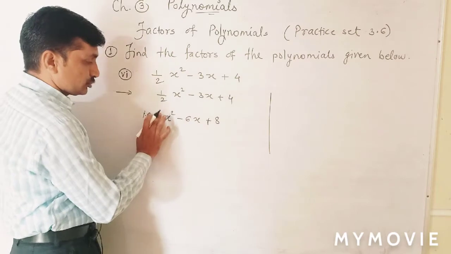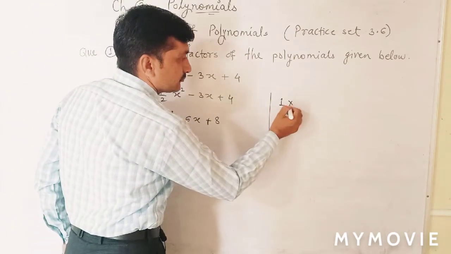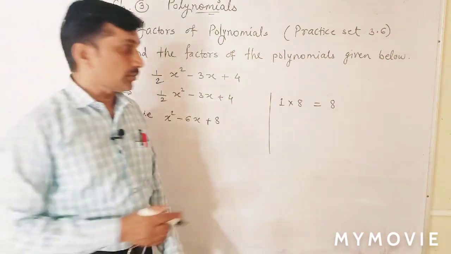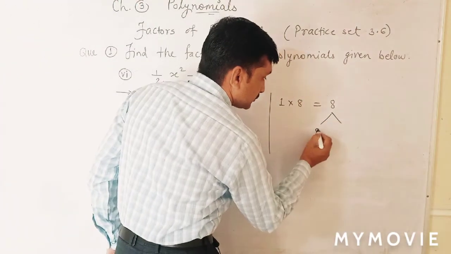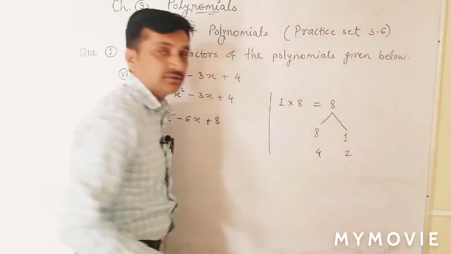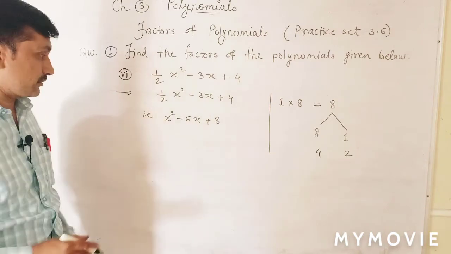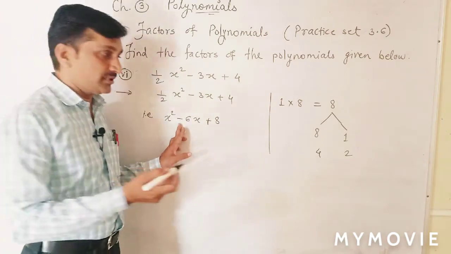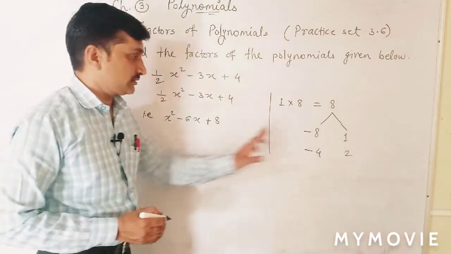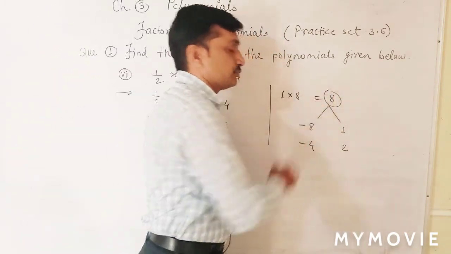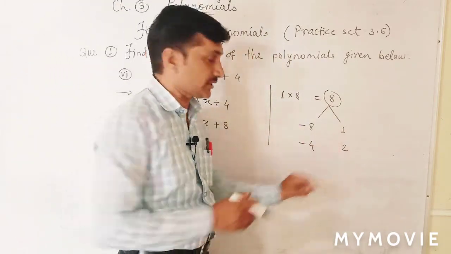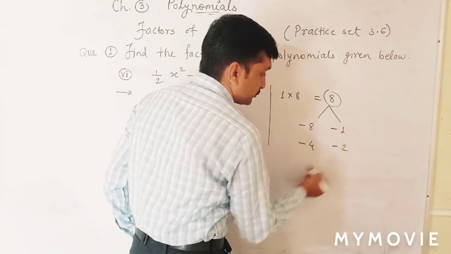Now here is 1 multiplied by 8, first and last, 8 ones are 8. Right? Now factors of 8, there are two pairs, 8 ones are 8 and 4 twos are 8. Out of these two, what is correct? We will check. Middle term sign give to the bigger factor. Middle sign is minus, give to the bigger. Product is positive. If product is positive, same sign we have to write here. Same sign means here also negative.